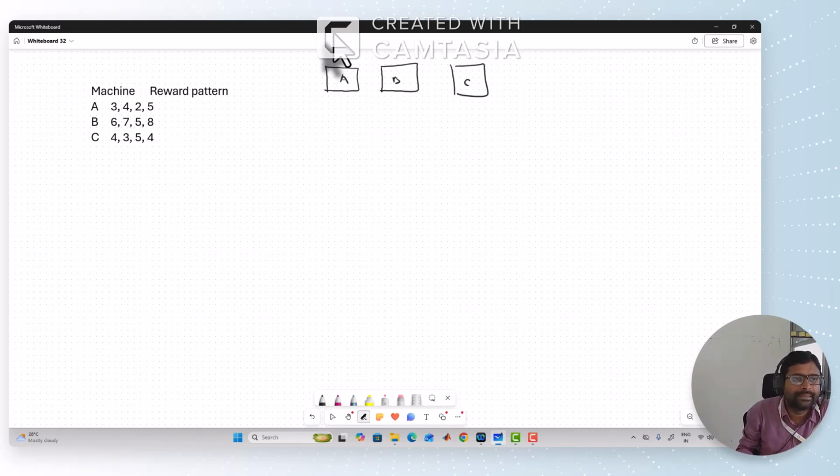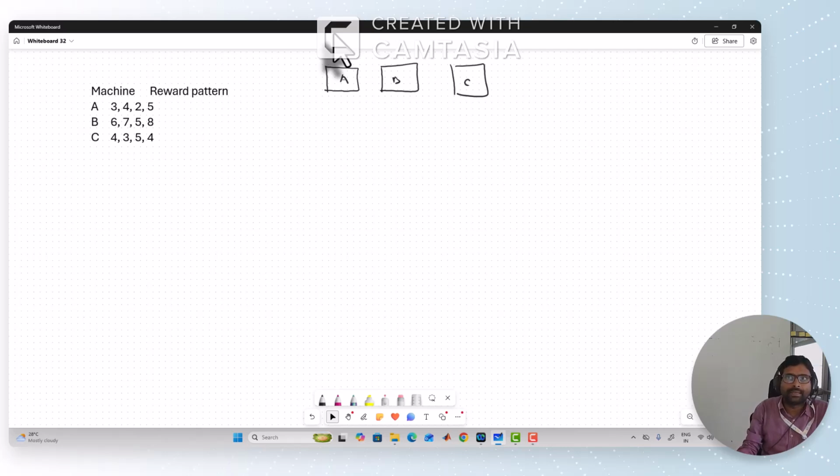You can see here, when you play the first time with machine A, it gives a 3 rupee return. The second time, 4 rupee return, the third time 2 rupee, and the fourth time 5 rupee. Similarly, for machine B, the first time it gives 6, the second time 7 rupee, the third time 5 rupee, and the fourth time 8 rupee return. Similarly, machine C gives 4 rupee the first time, 3 rupee the second time, 5 rupee the third time, and 4 rupee the fourth time.